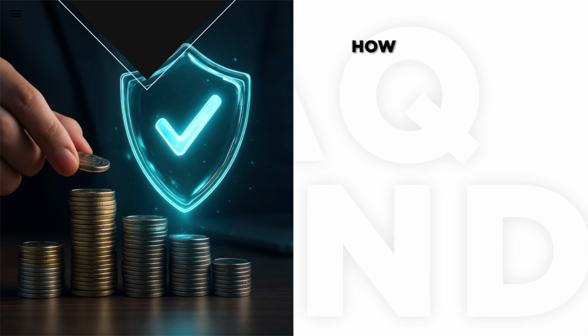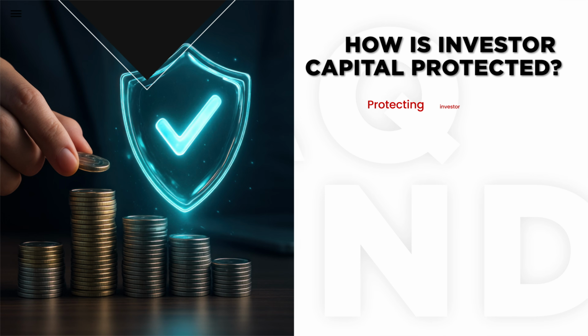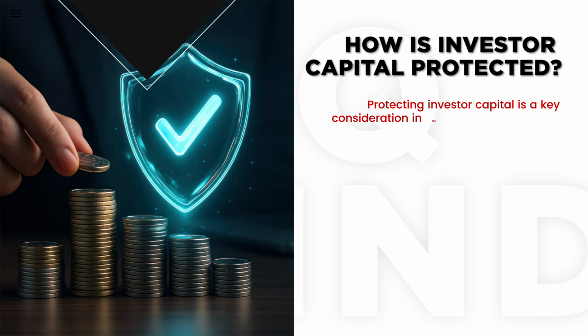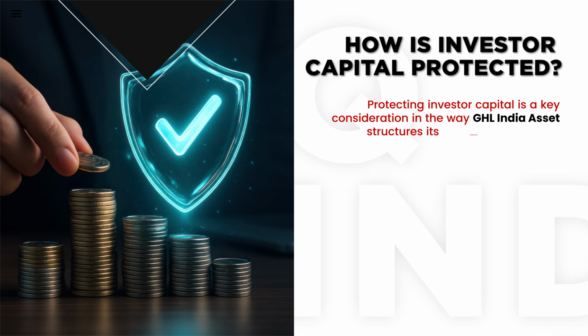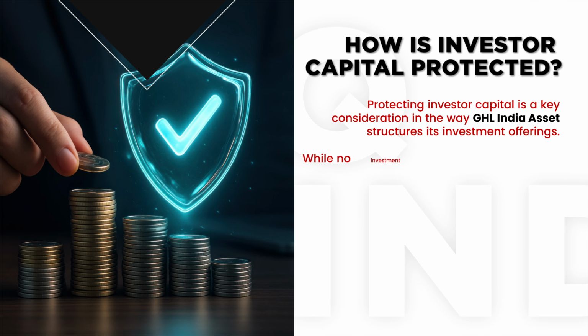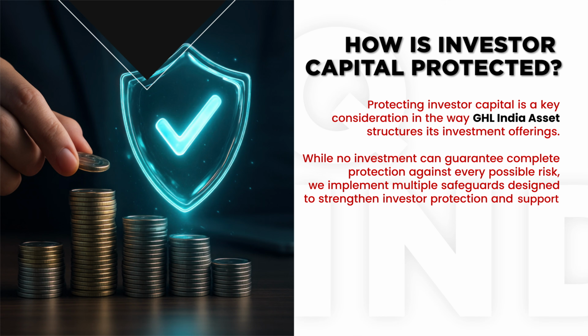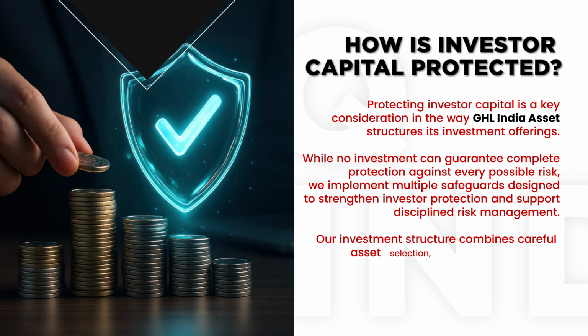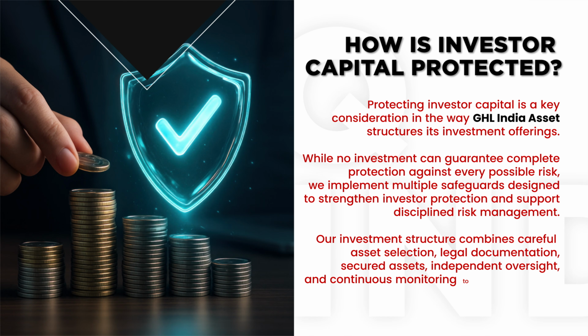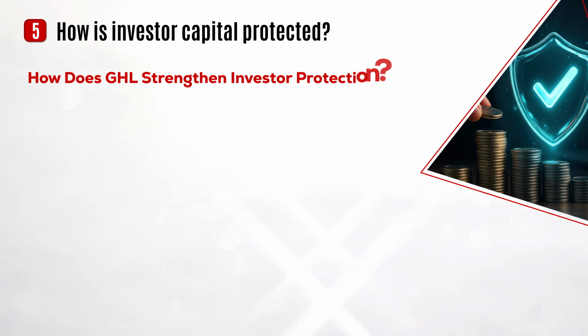5. How is investor capital protected? Protecting investor capital is a key consideration in the way GHL India Asset structures its investment offerings. While no investment can guarantee complete protection against every possible risk, we implement multiple safeguards designed to strengthen investor protection and support disciplined risk management. Our investment structure combines careful asset selection, legal documentation, secured assets, independent oversight, and continuous monitoring to help safeguard investor interests. How does GHL strengthen investor protection?